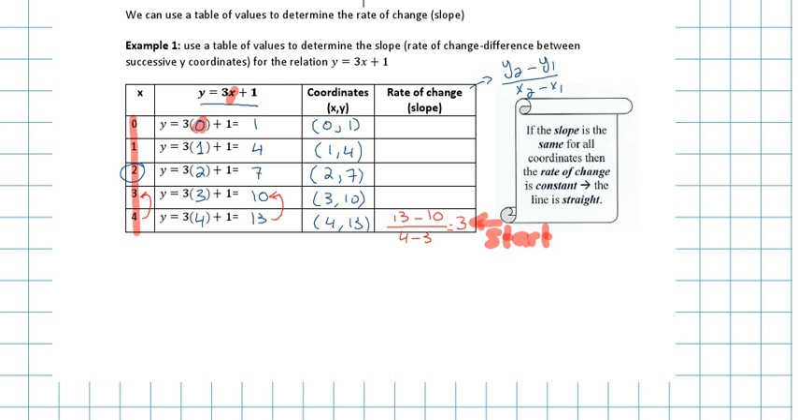Y2 minus y1, x2 minus x1. So this would be x2, this would be x1, for the first point. They will change for the second point. When I move up, they will change. And then this would be y2, and this would be y1. Do you guys see that?